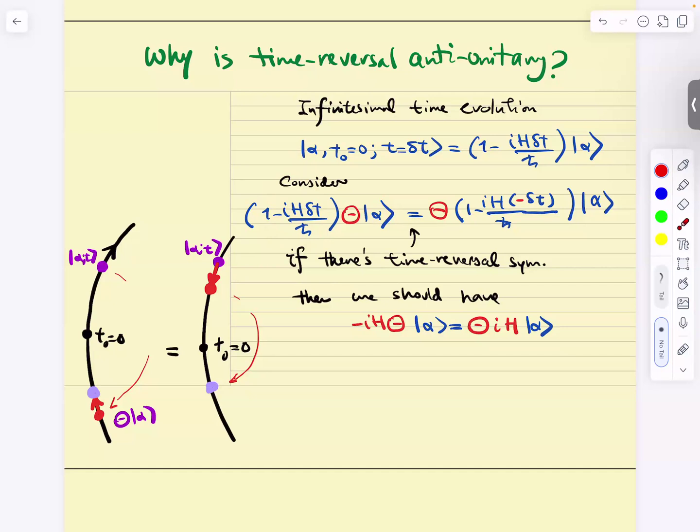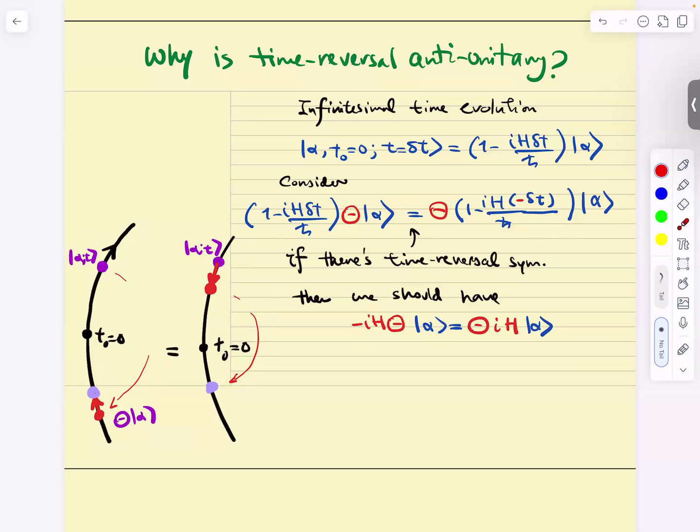So far, I haven't done anything incorrect. Everything I've done is okay. This picture is sensible, and I'm just writing the equation that corresponds to it. In the first part, I apply theta, time reversal first, then evolve forward in time. The second one, evolve backward in time and apply time reversal, you end up in the same place. So this equation is just okay.